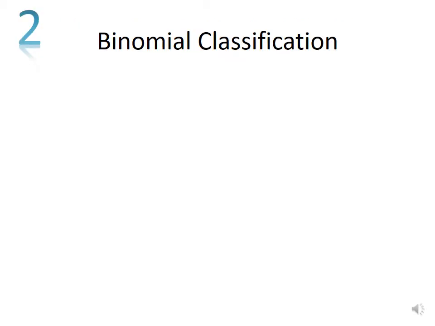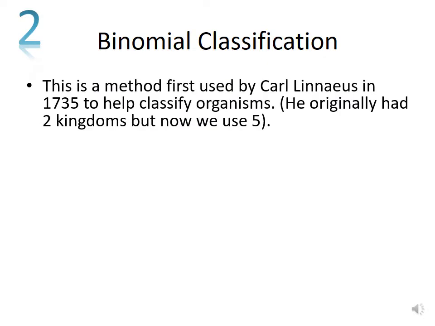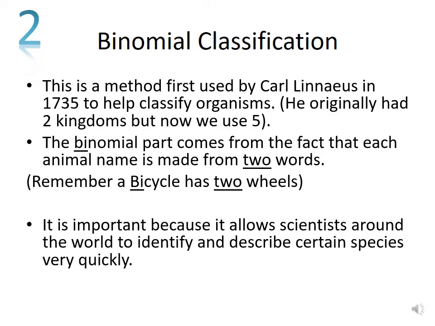So, binomial classification, and there's a big picture of a 2 there because bi means 2. This is a method first used by Carl Linnaeus in 1735 to help classify organisms. He originally had 2 kingdoms, but now scientists use 5. The binomial part comes from the fact that each animal name is made from 2 words. Remember, a bicycle has 2 wheels, so a binomial is 2 names. This is important because it allows scientists around the world to identify and describe certain species very quickly.